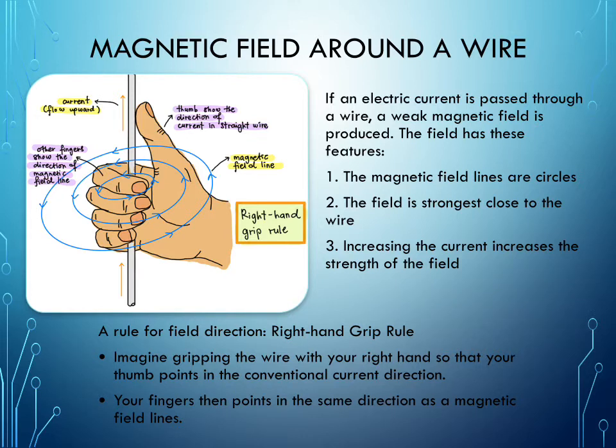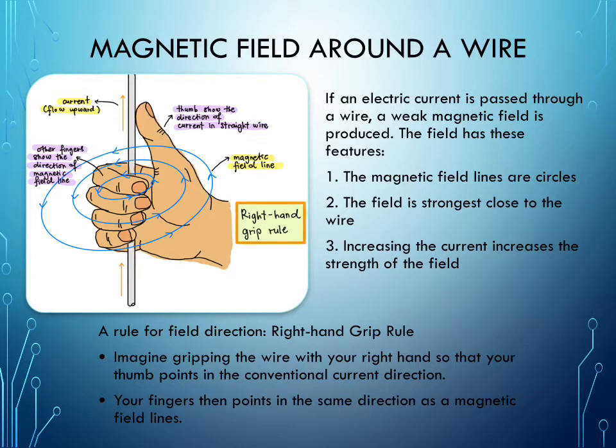So macam mana kita nak tahu dia strongest ke tak? Bila dia dekat dengan wire, the magnetic field line tu dia rapat-rapat. Maksudnya dekat situ strongest magnetic field. Alright, so the third one, increasing the current will increase the strength of the magnetic field.